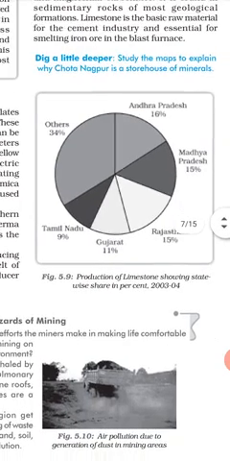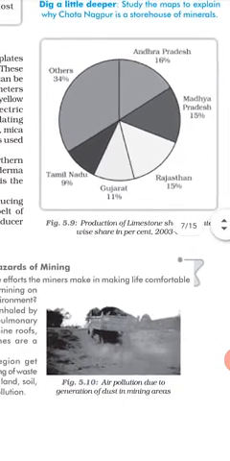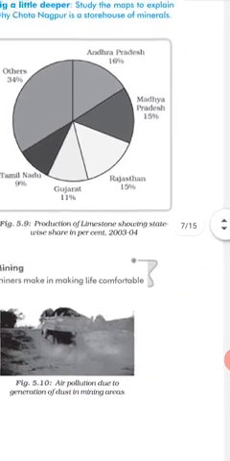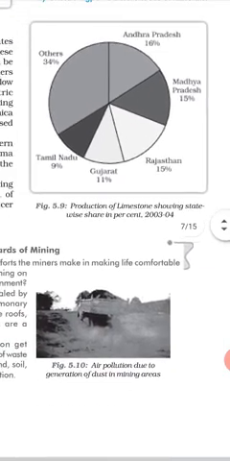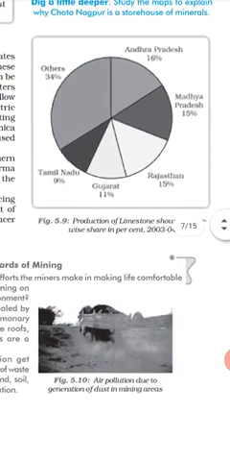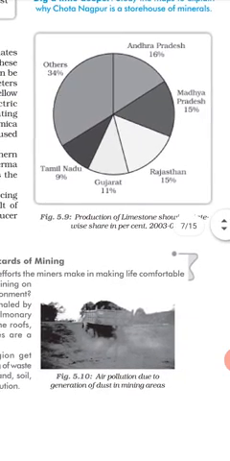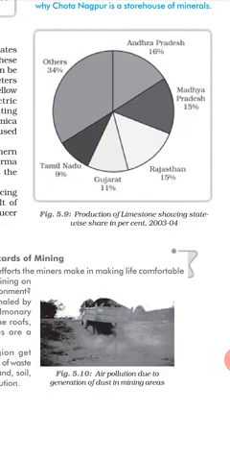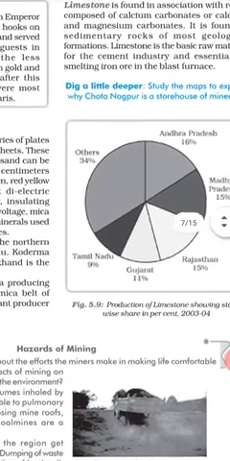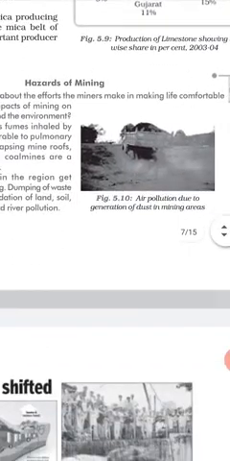Now you see in this diagram, limestone showing states according to 2003-04. The leading state is Andhra Pradesh, and then Madhya Pradesh, Rajasthan, Gujarat, and Tamil Nadu, and some others combined 34%. These are the main limestone producing states in India.